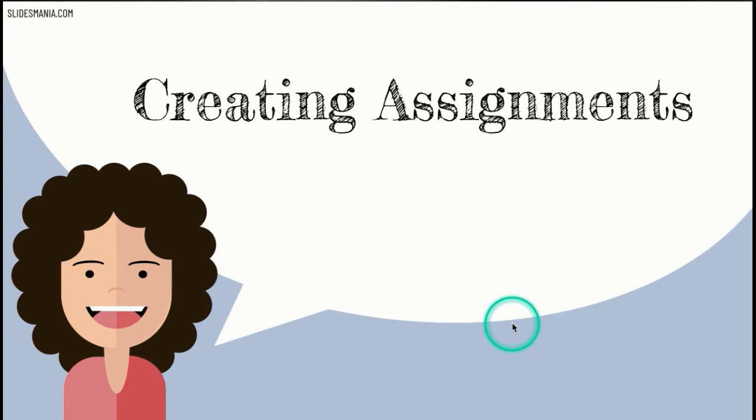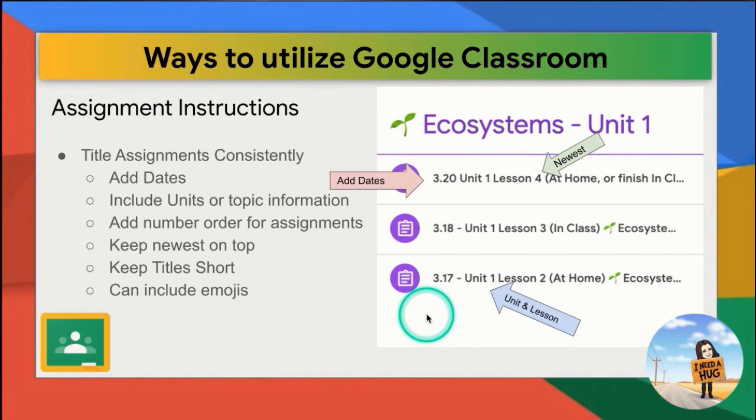Now that we've set up some topics within our Google Classroom, let's talk about how we can create assignments underneath those topics. Assignment best practices would be to add dates. You can also include units as well as lessons, so students can quickly see what order to complete those lessons in. Another thing would be to keep all of the newest assignments on the top. Google Classroom tends to keep 10 assignments under a topic visible.